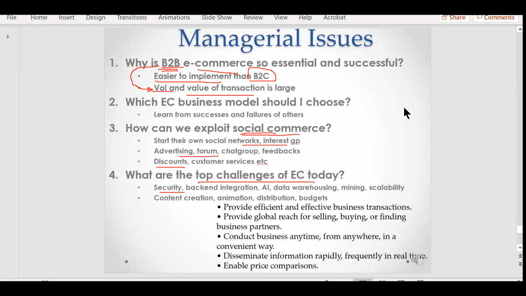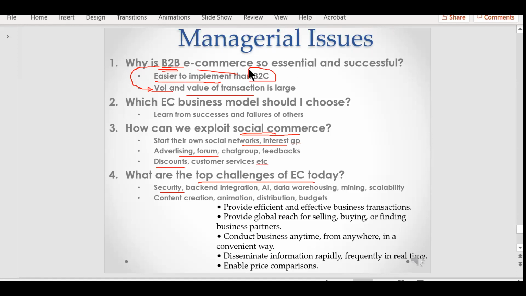Right, the final slides. Okay, so the slides always end up with some managerial issues. Actually, these are all taken from the textbook. Okay, I just sampled a few questions. So, like I said, these are just sample questions that might come up in the exam. Okay, so the question might not be the same, but the answer might be somewhat similar.